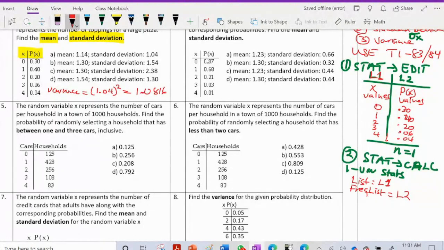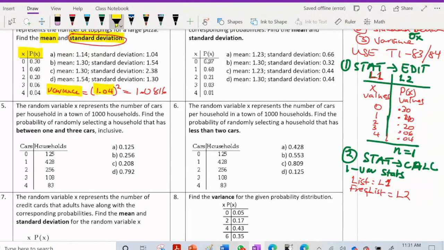1.0816. Okay, so sometimes the question may ask you for standard deviation, sometimes it may ask you for variance. The calculator will not give you variance directly, but you know that the variance is the standard deviation squared. So you square whatever standard deviation the calculator gives you, and then that will be your answer.